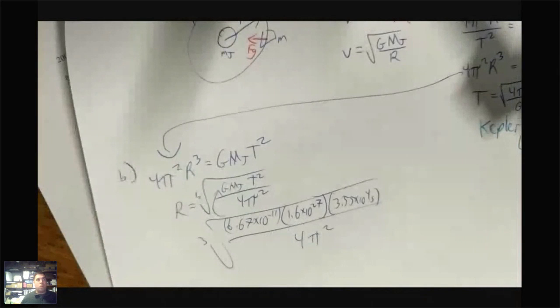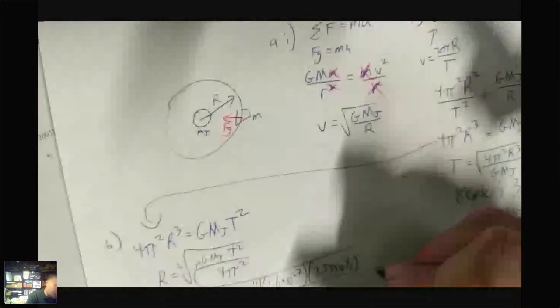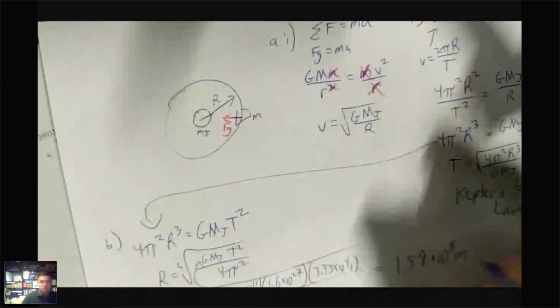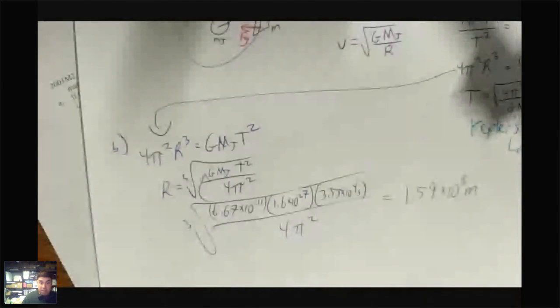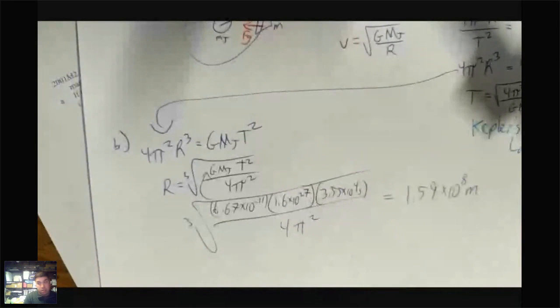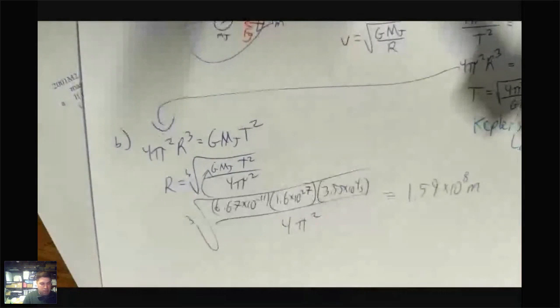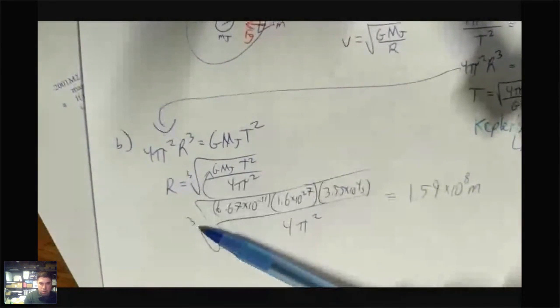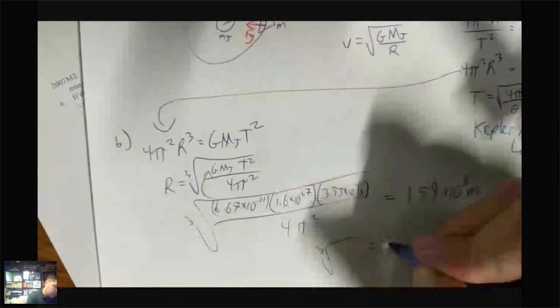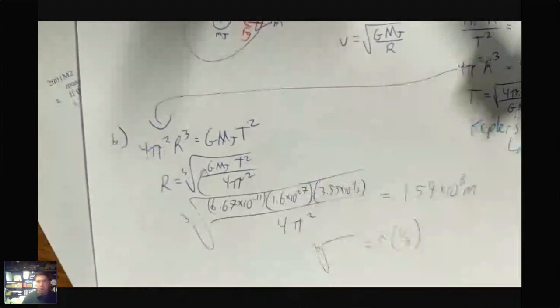Once we get all that stuff plugged in and crunched, we'll get a radius of about 1.59 times 10 to the 8th meters. And again, my advice to you, if your teacher hasn't told you already, find the EE button or the EXP button on a calculator. It's going to make doing stuff like this a whole lot easier. Also, if you don't have a handy cube root, you can remember that a cube root is the same as raising it to the 1/3 power, and that'll get you the same basic idea.